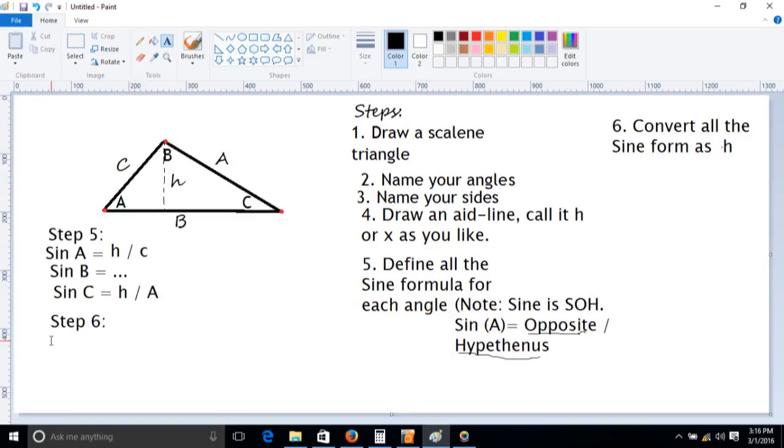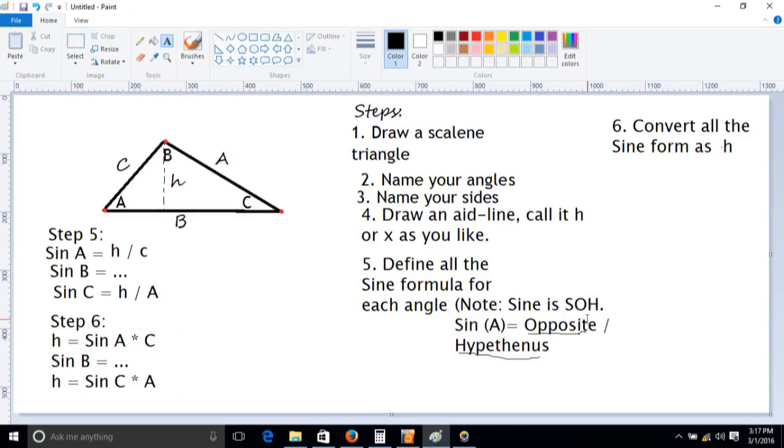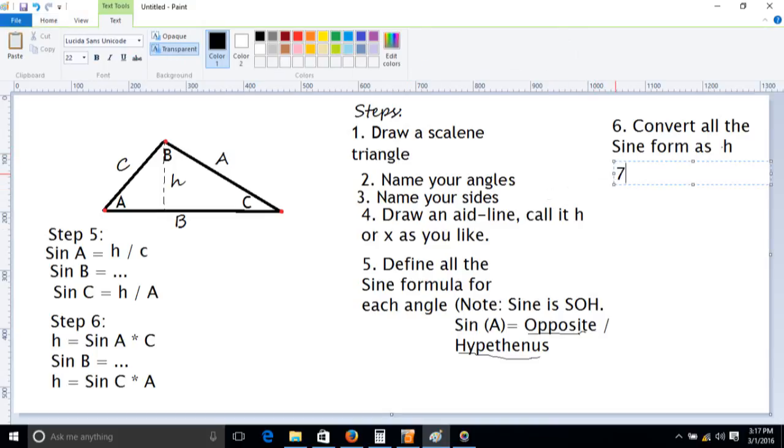So we continue to step 6, converting all the formulas as H. So H is equal to sine A times C, and sine B we still cannot define, so leave that with dots. Next, in sine C, H is equal to sine C times A, right?